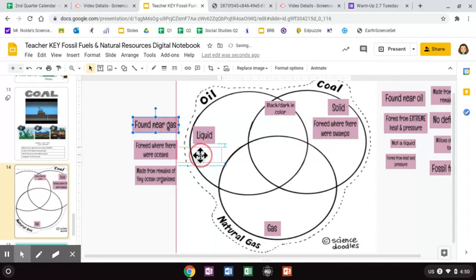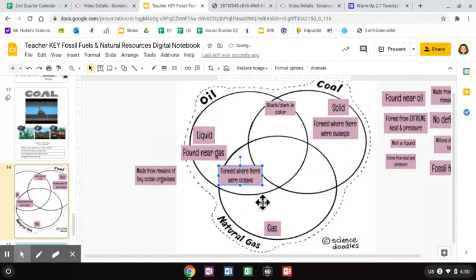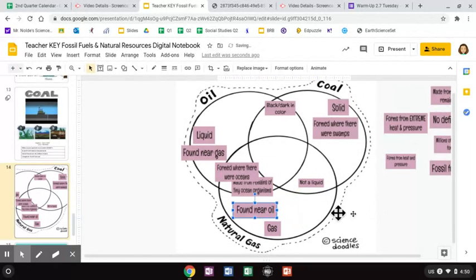Found near gas would be oil. Remember, gas and oil are located usually very close to each other because they were both formed from ocean organisms. So formed from where there were oceans would be both oil and natural gas. So that's going to go here. Made from the remains of tiny ocean organisms also describes both oil and natural gas. So that would also go in the middle. Not a liquid would describe gas and coal. Found near oil would describe natural gas.